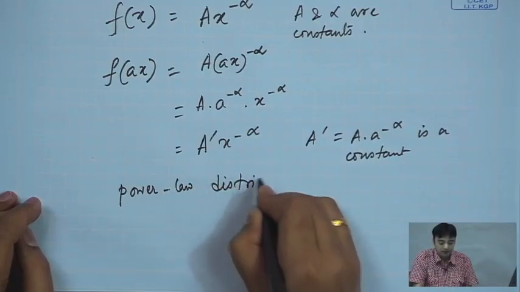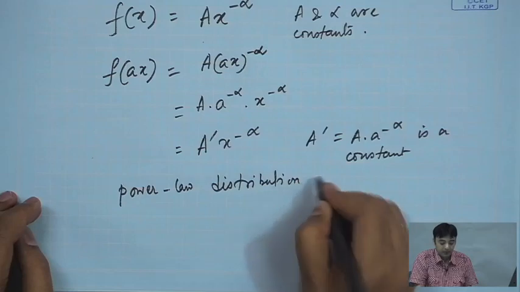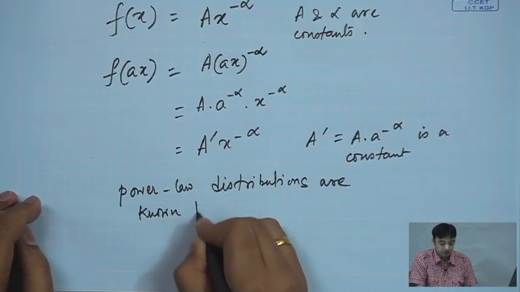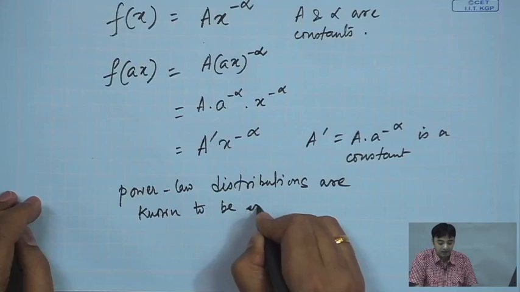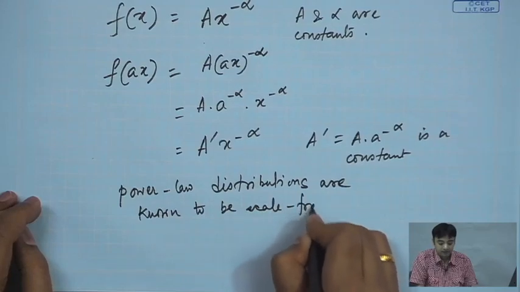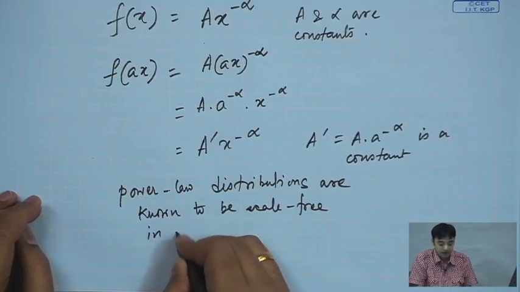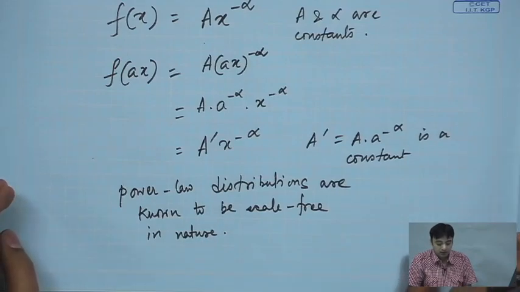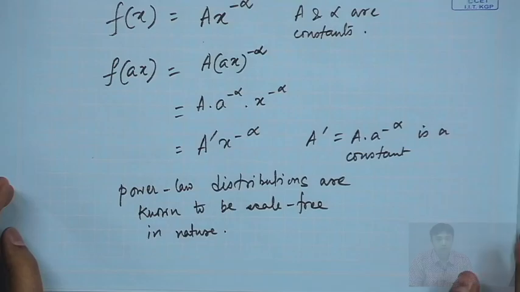distributions are known to be scale free in nature. Fine. So, this is one of the interesting properties of power law topologies which have a power law distribution.